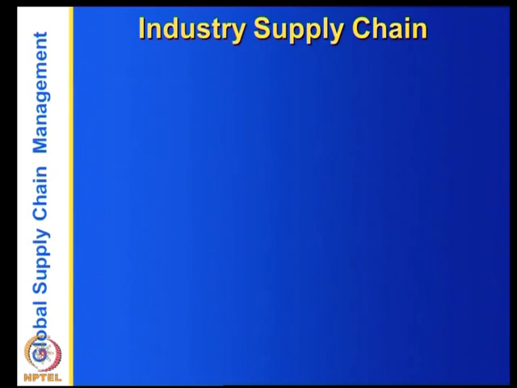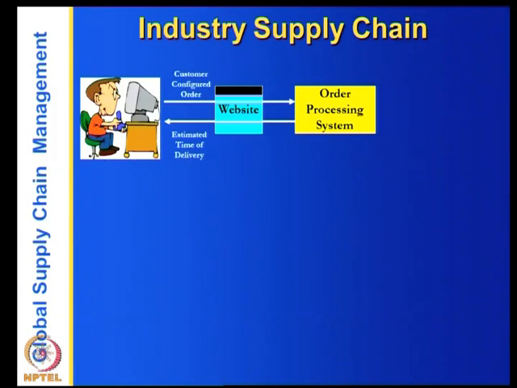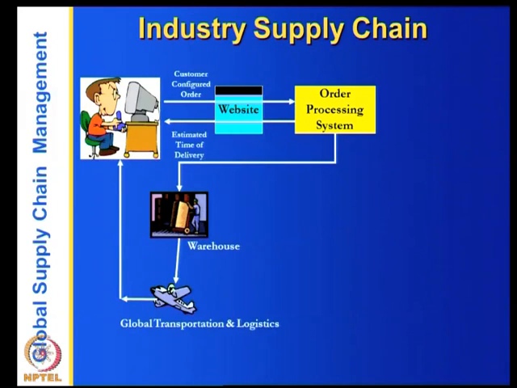Let us look at some examples in this. For example, we have an industry supply chain where you are a customer sitting at your PC, looking at a website. If you want to order, say, a laptop, you go to Dell or Lenovo or any of the company websites and start the ordering process. Once you order, you pay the money through your credit card. Then if it is available in the warehouse, it is supplied to you immediately.